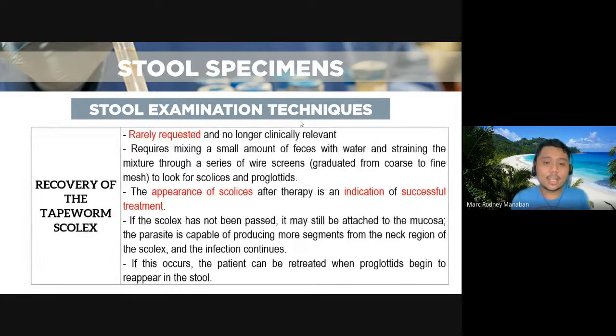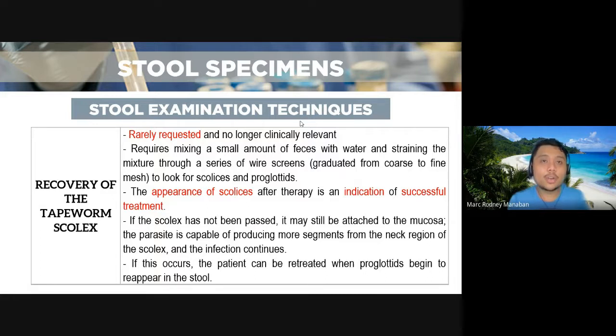Okay, and we go now to the last method in your stool examination technique, and that is the recovery of your tapeworm's scolex. But this procedure is no longer routinely performed, and it's rarely requested because usually this test is requested to test if the patient's treatment to a tapeworm infection is successful. And majority of your treatment to tapeworm right now is effective na. So wala na kayo siya gi-request, all right?